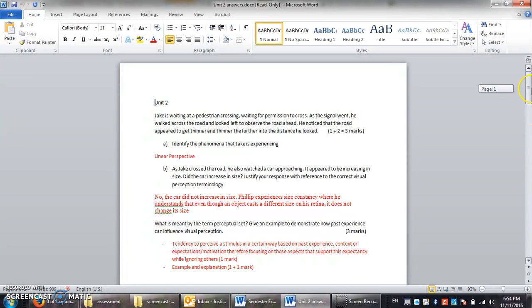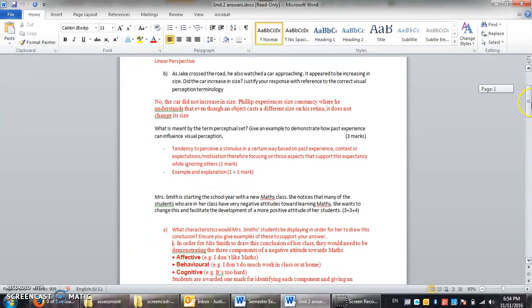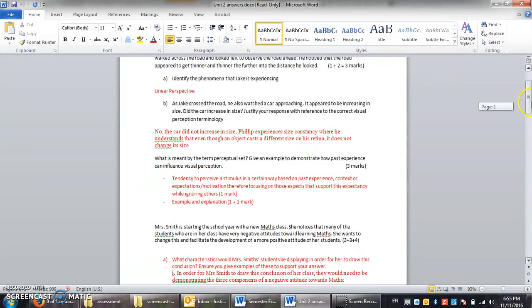The depth cue. Next bit is relating to size constancy. So this bit, no, the car did not increase in size. Philip experiences... I'm not sure why Philip is there, but anyway, Jake or Philip, whatever you want, experiences size constancy where he understands that even though an object casts a different size in his radar, it does not change its size.